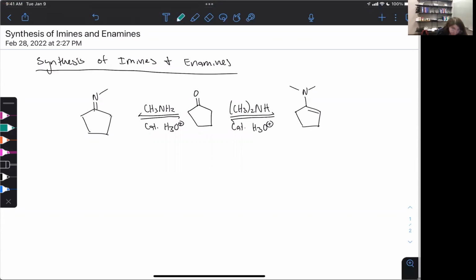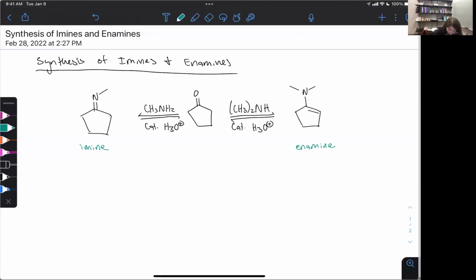So the structure on the left is an imine. You can essentially think about that as the nitrogen equivalent of a ketone. And then on the right is the enamine, essentially the nitrogen equivalent of an enol. So ene, alkene, amine: an amine on an alkene.